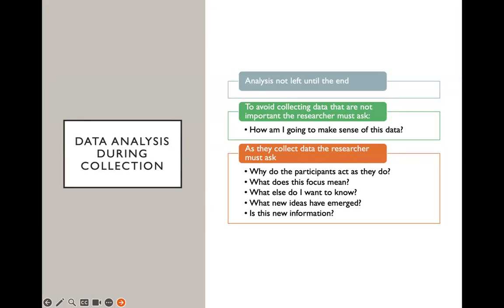Or better yet, when you pay attention to what your respondents or your interviews would give you, you always need to ask yourself, how am I going to make sense of this data? As you collect data, you must always ask yourself, why do the participants behave as they do? What does this focus or interest mean? What else do I want to know that is helpful in answering my question? What new ideas have emerged that the literature didn't say or that I was not able to even consider? Or to inquire whether the idea that is being pushed forward is in fact new information.